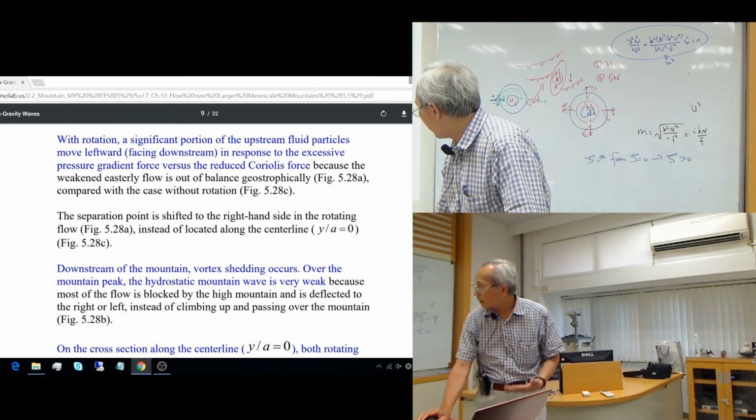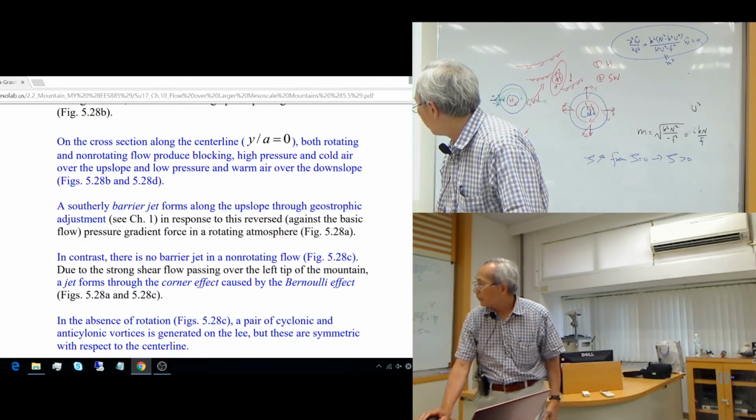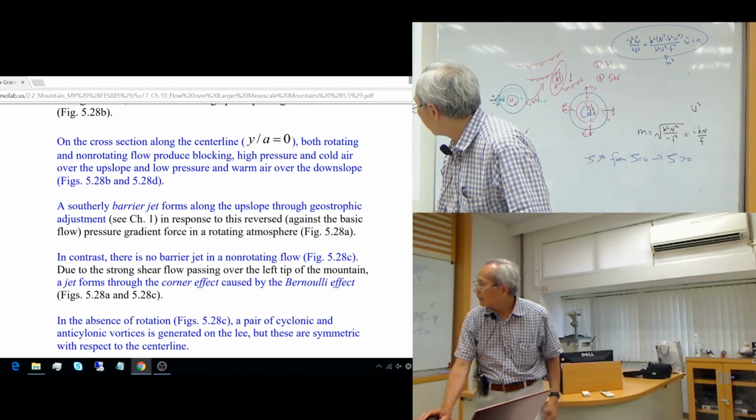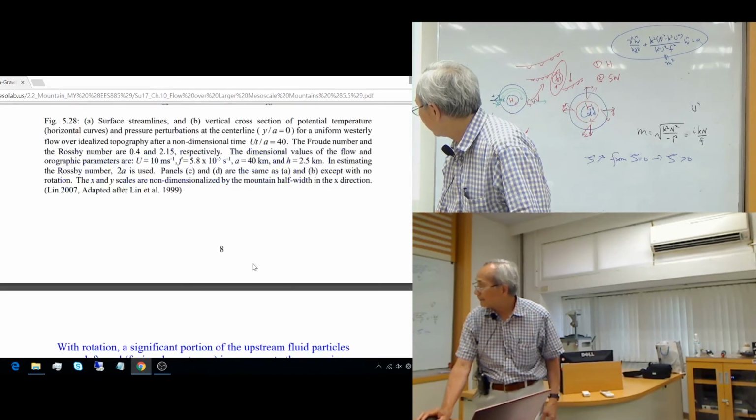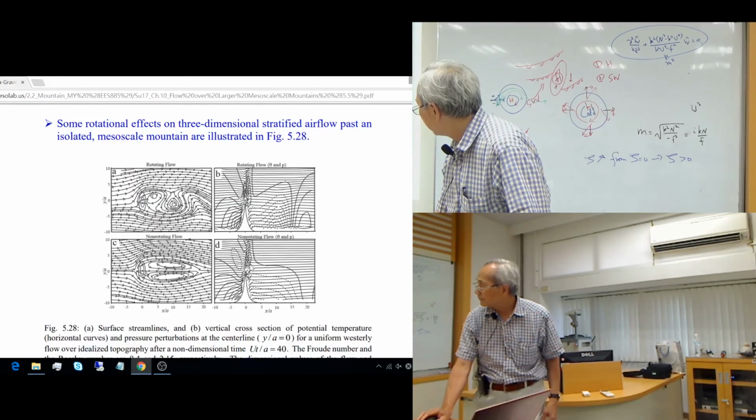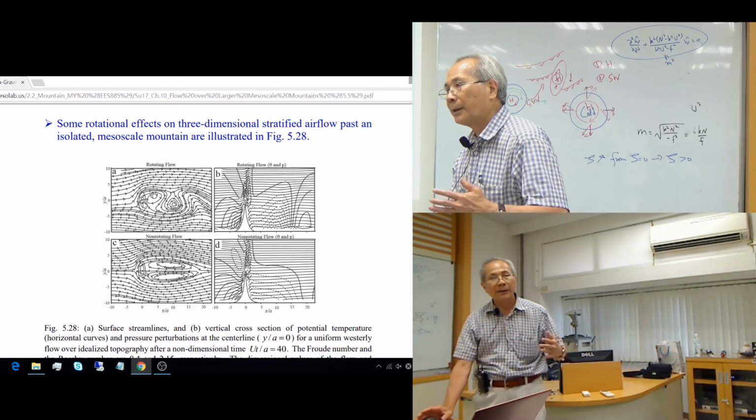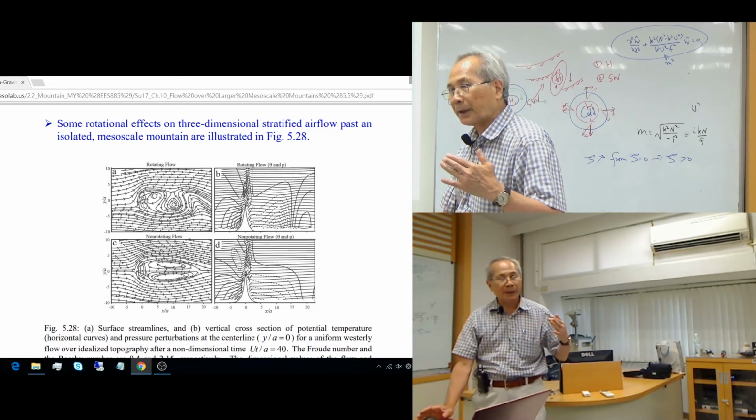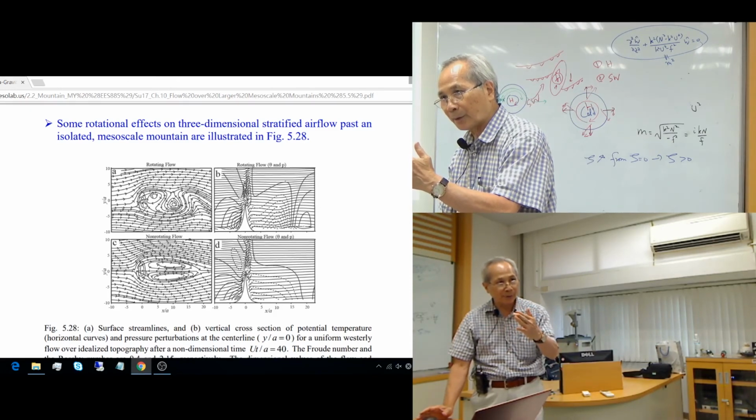Okay, vortex shedding we already discussed. Barrier jet we discussed. In contrast, there's no barrier jet in non-rotating flow, 5.28c. This one, no barrier jet here. But here we have a barrier jet. It's partly because of this rotational effect.